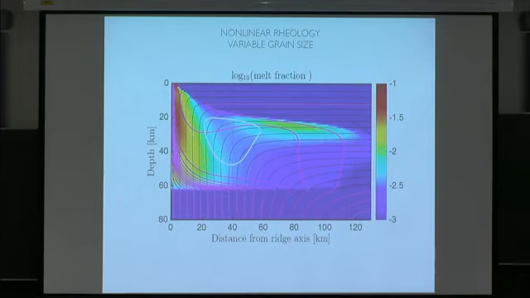We then consider a non-linear rheology with a variable grain size present as well, so the permeability and the rheology are a function of space. Again, we have distance along the bottom, depth along the side. Black is streamlines for the mantle, and purple is streamlines for the fluid flow. The colour again shows you log 10 melt fraction.